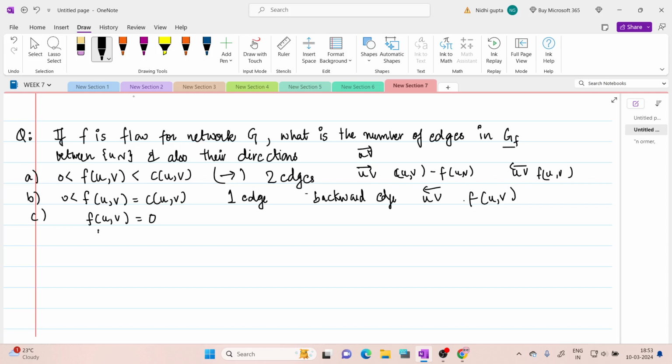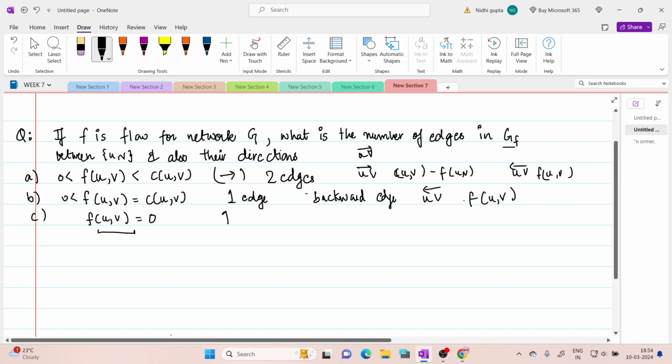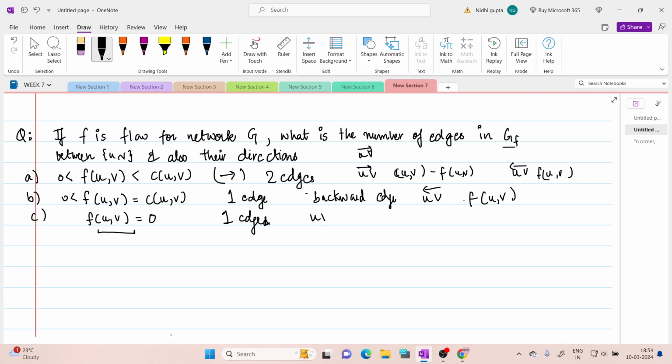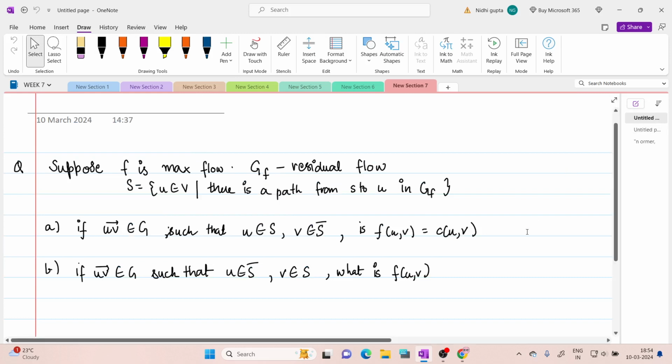And if flow is 0, then how many edges? One forward edge. And what will be the weight? The weight is the capacity. Good. Okay. So now the next question is this.